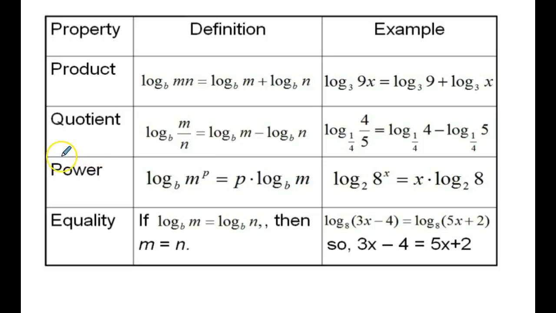And then the third most common one we're going to use is the power property, which says if we have a value within our logarithm raised to a power, we can simply bring that power, that exponent, down as a coefficient. Okay, so these are the three main ones: product, quotient, power. The equality property is pretty straightforward. It says if we have logarithms with the same base set equal to each other, then the values within the logarithms must be equal to each other as well.